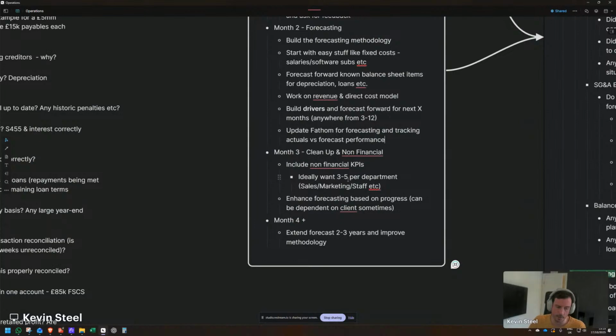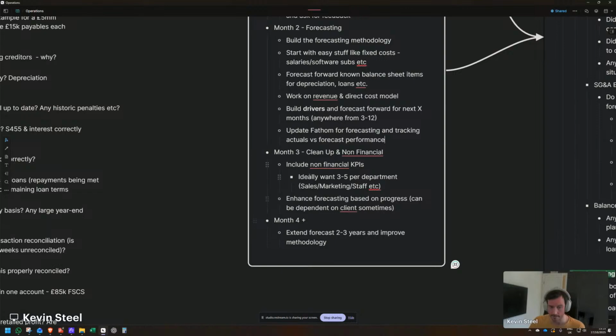It just depends how long the data cleanup takes. And we also want to enhance our forecasting as well. So currently, we would build our forecast out to the end of the financial year. So in month 3, we might want to extend our forecast out to next year also, and that can take quite a lot of time.